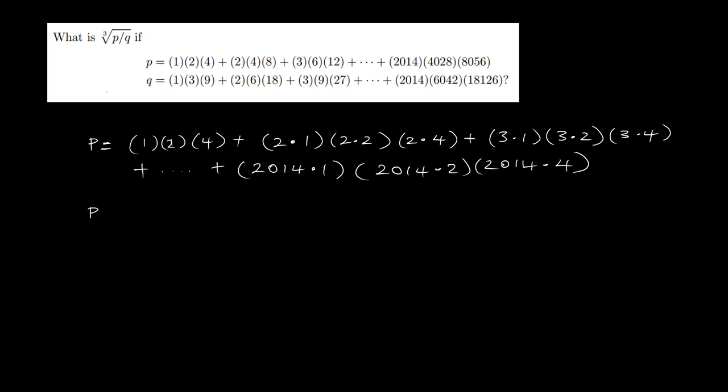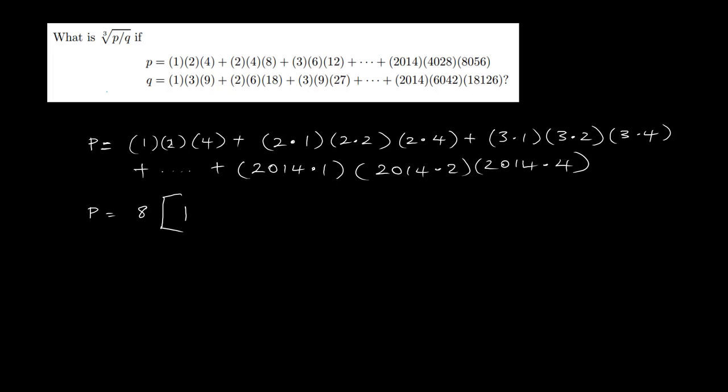Now we could actually simplify this. Seeing that 1 times 2 times 4 is common among all of these terms, we could simply factor out 1 times 2 times 4, and that would give us a value of 8. So let's factor out 8 for a bit.